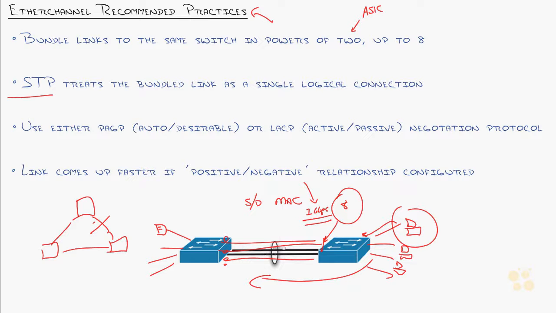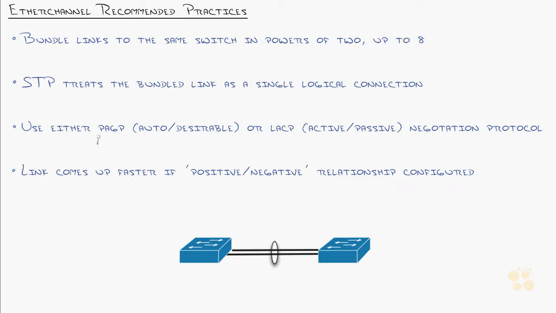So spanning tree sees this as 1 link. Once you bundle them all together, Etherchannel makes sure that there's no loops in the environment. So what does Cisco recommend as a best practice? They say use the negotiation protocols.